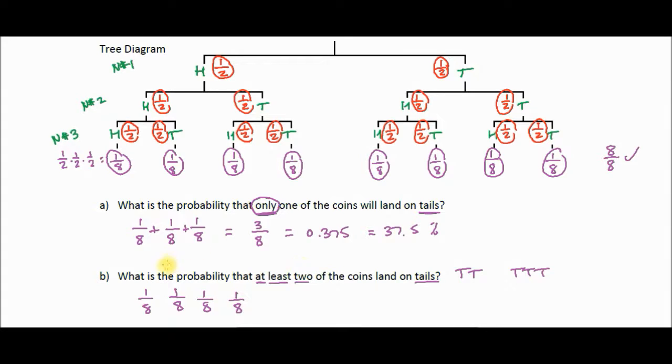So we've got our branches that make us happy. Let's add them together. And we end up with 4/8. Put that in your calculator, 0.500. It's exactly 50%. So here's our answer to letter A. Here's our answer to letter B. There's our first one. Let's go to the next tree.